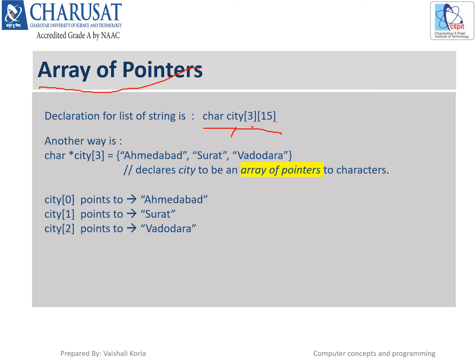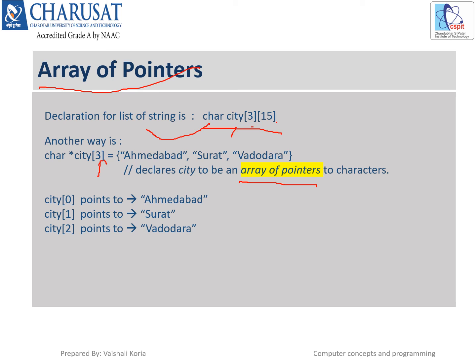If we want to declare the same thing using pointers, then it is only required to have the size of the first dimension. The 15 is not required. The memory will be allocated based on the characters of the string. So this particular declaration is called an array of pointers.